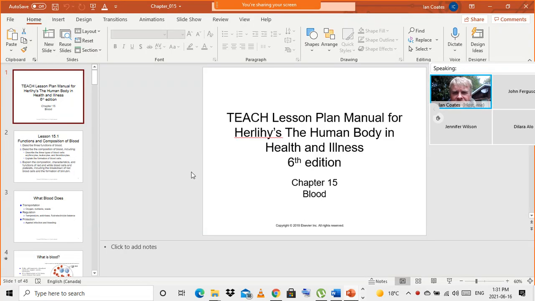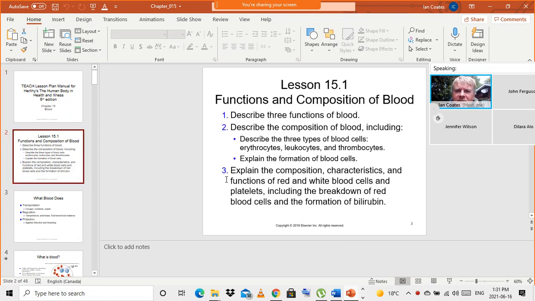Let's go. Chapter 15, blood. Now we're getting into the good stuff. We're going to describe the three functions of blood.